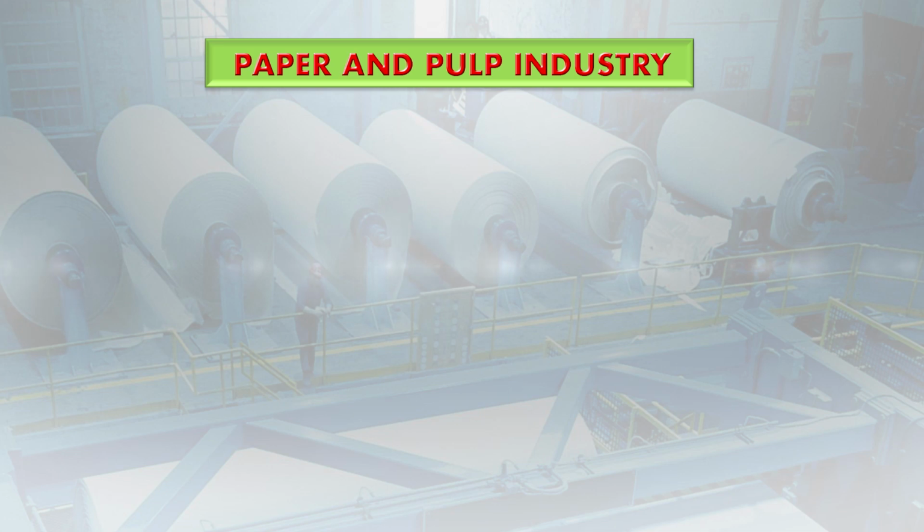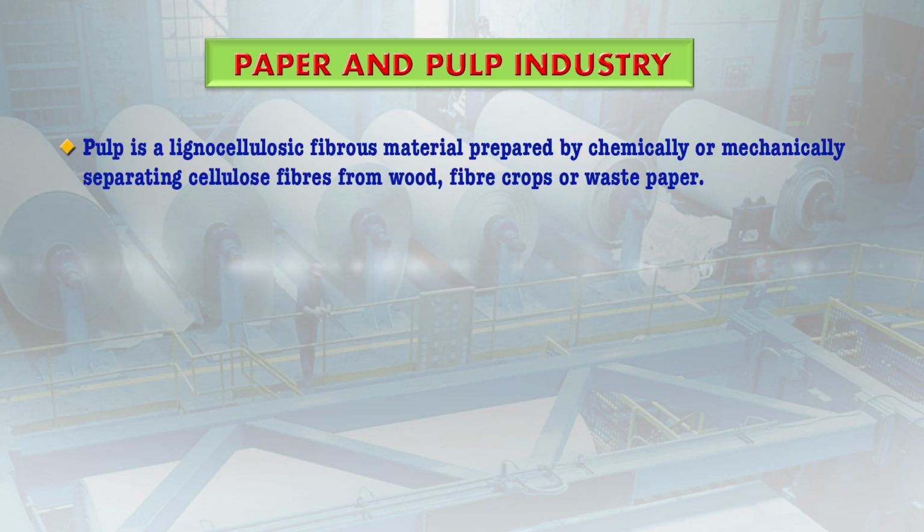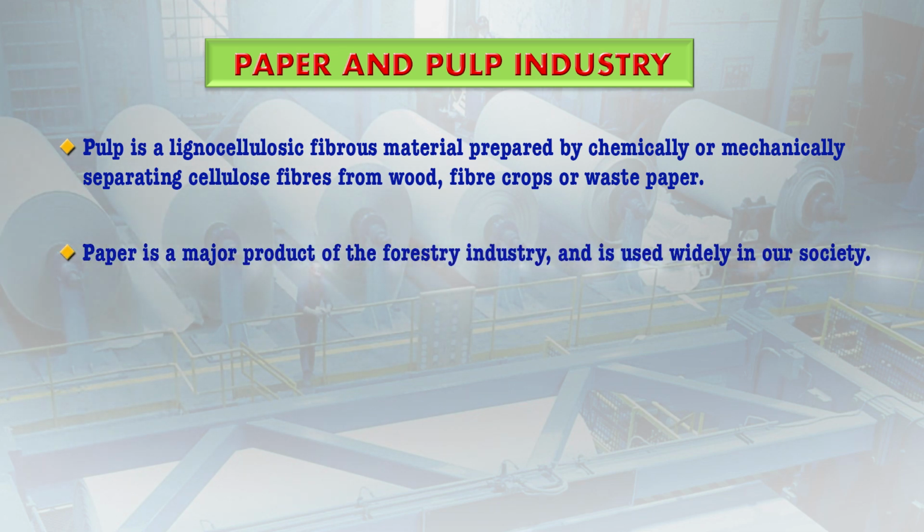Now how do we define pulp? This is nothing but a lignocellulosic fibrous material, and this is prepared chemically or mechanically by separating the cellulose fibers from the wood, the fiber crops or the waste paper. So paper is a major product of the forest industry and it is widely used in our society. There have been concerns, even before recently, that deforestation is occurring and many trees are being cut off and exploited by the paper industry.